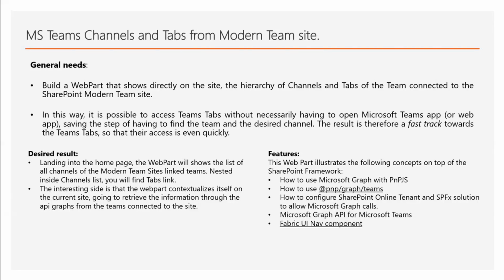Obviously, landing on the page, the web part will show the list of channels of the linked team, and nested inside the channel list, you will find tab links. One of the interesting sides of this sample is that the web part contextualizes itself on the current site, retrieving information through the Microsoft Graph API.